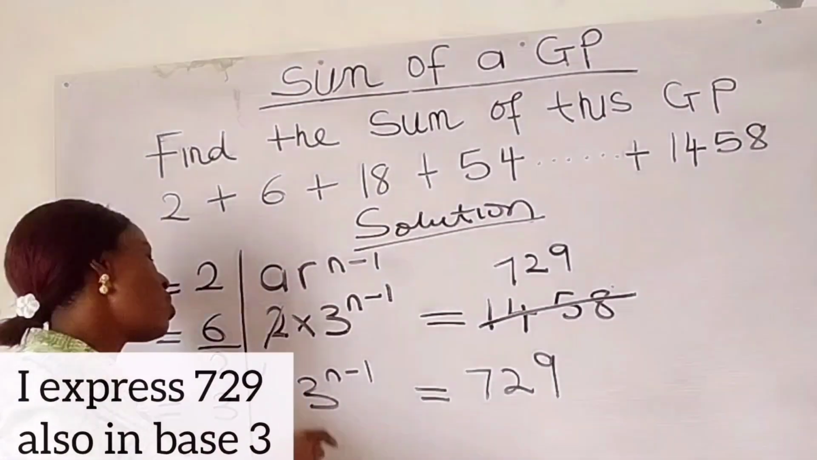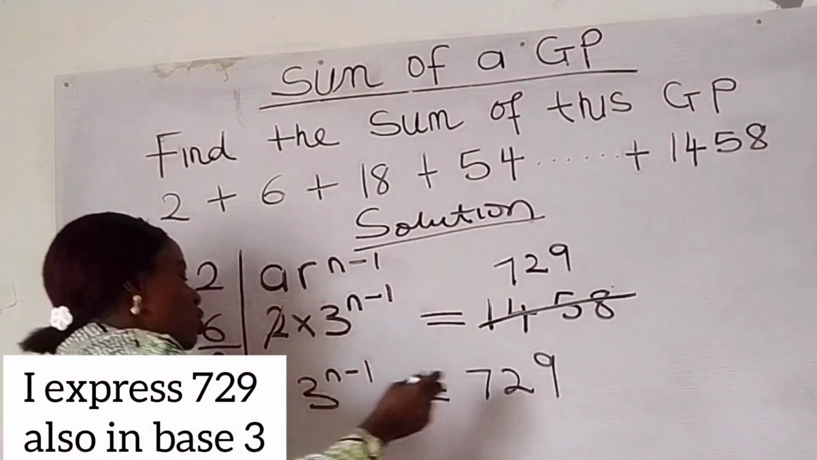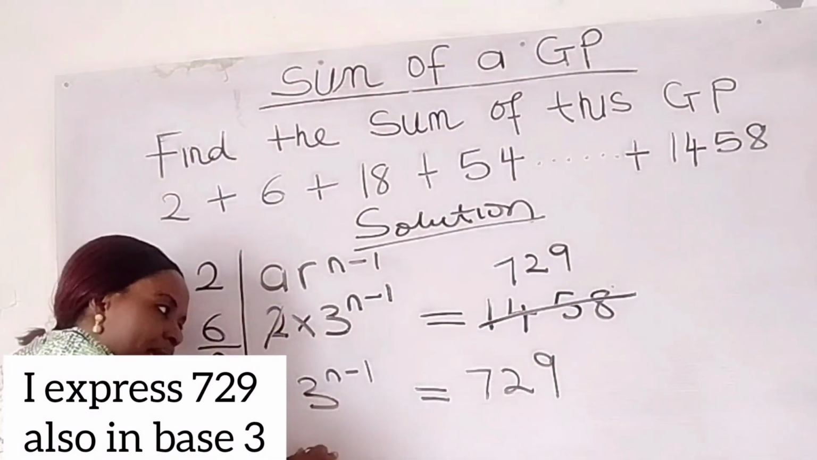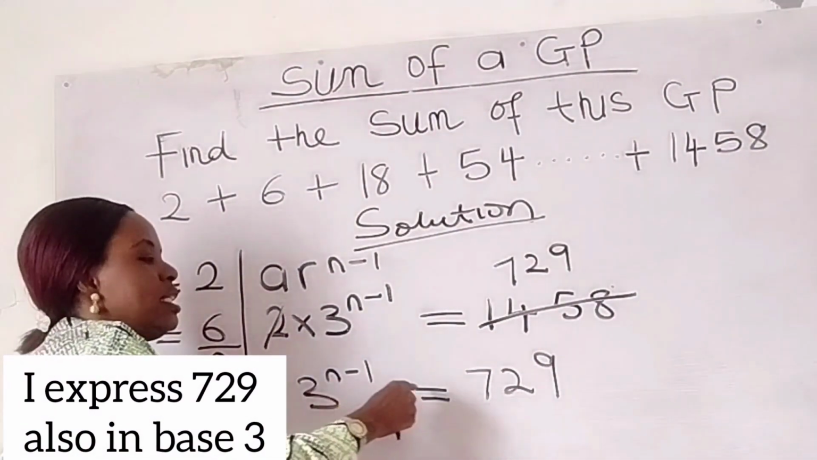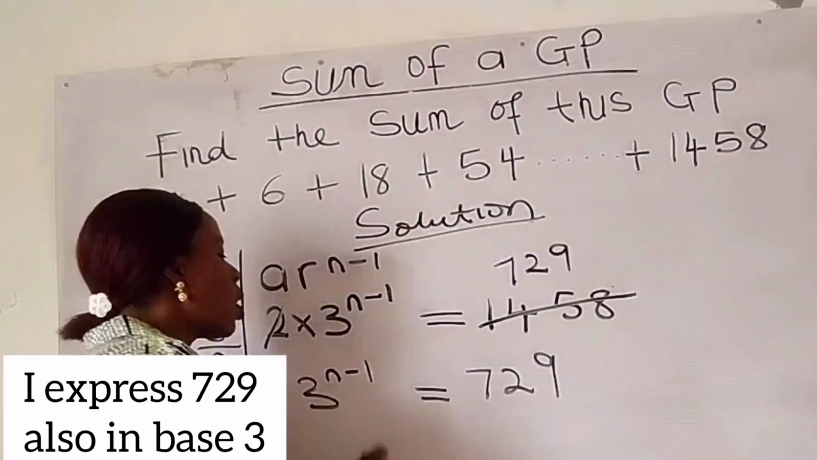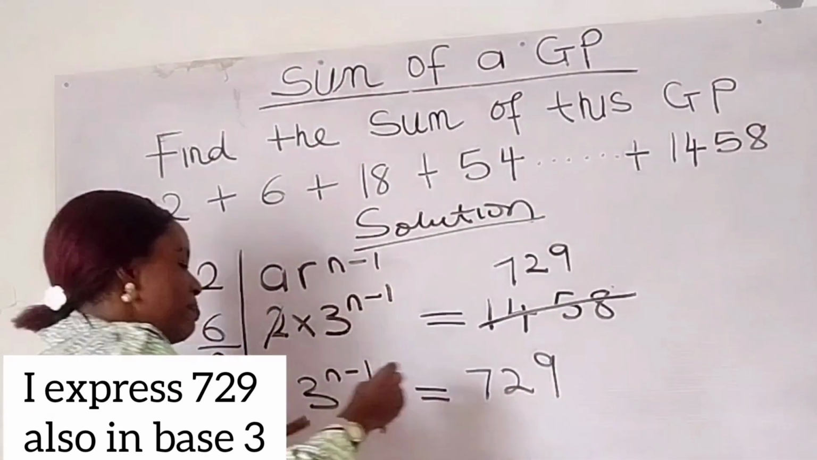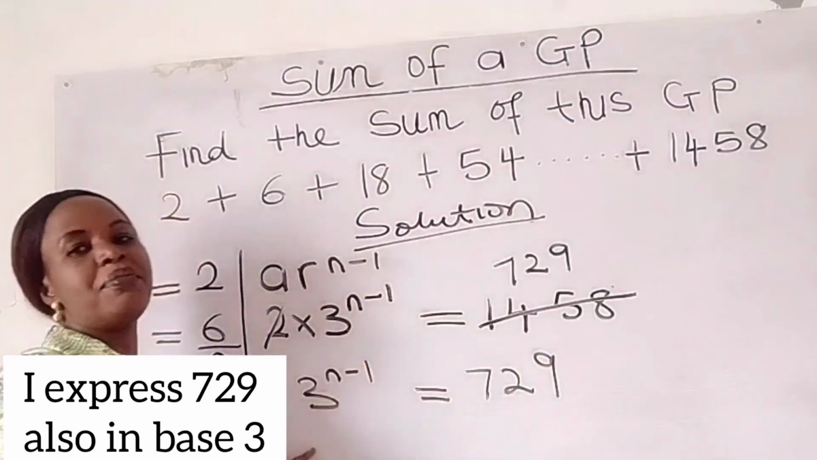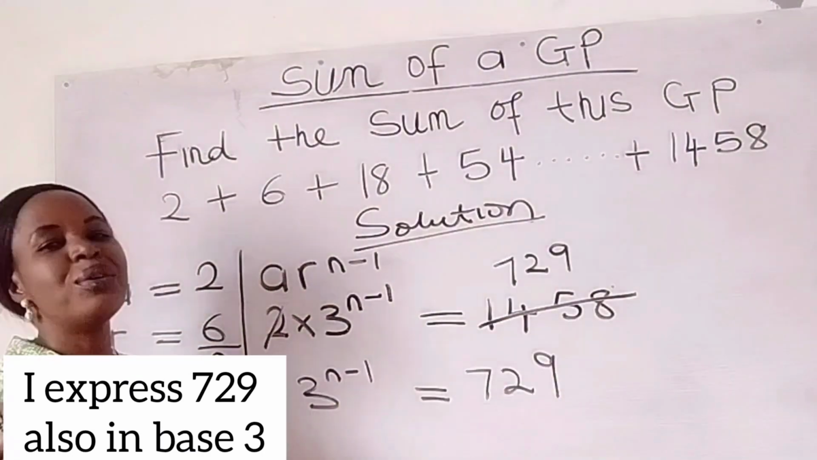What do you do next? We express this number also in base 3, because this one is really in base 3. 3 raised to the power n minus 1 is equal to 729. So we express this number also in base 3, so that the two of them will be in the same base before we continue. So how do we do that?